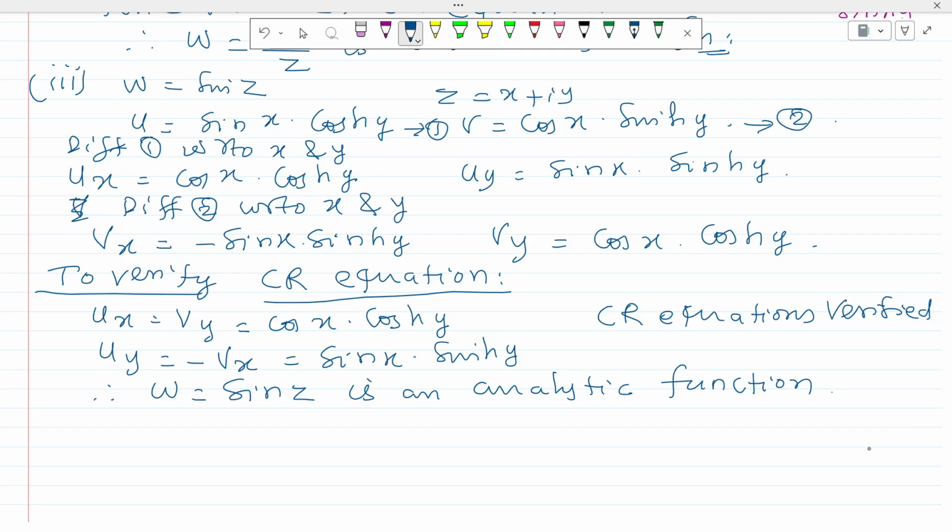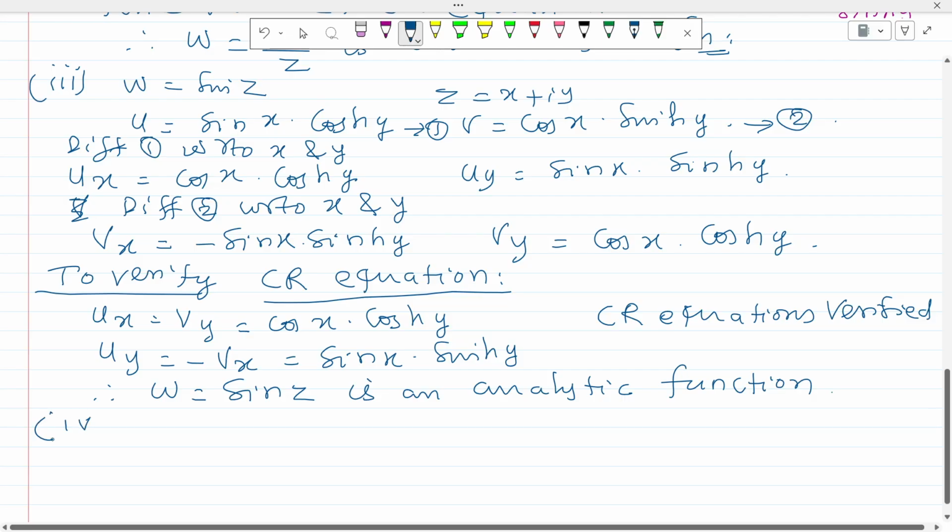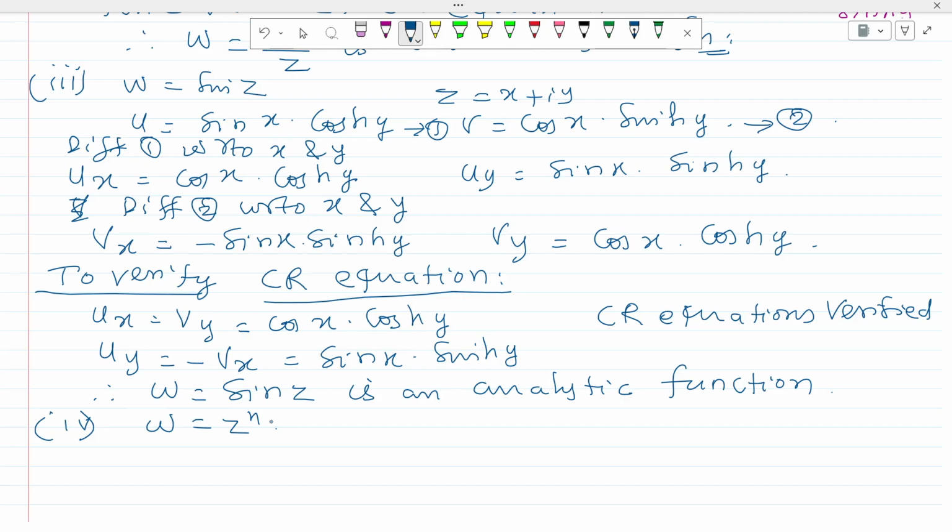Okay, fine. So that is the third problem. Fourth problem is W equal to z power n, where n is a positive integer.